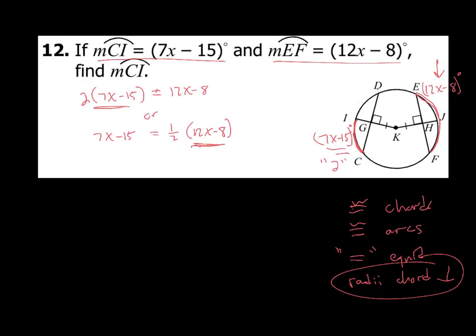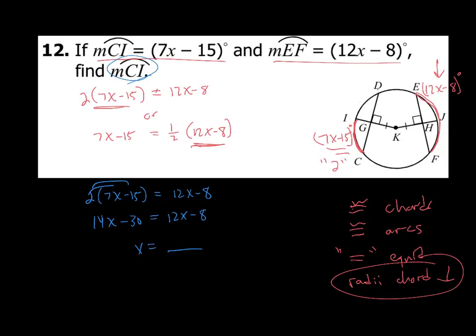So let's take this idea. 2 times 7x minus 15 equals 12x minus 8. Don't forget to distribute. That's going to give us 14x minus 30 is equal to 12x minus 8. Now from here, the algebra gets pretty simple. So let's just say that we get some sort of value of x. You can finish that out.